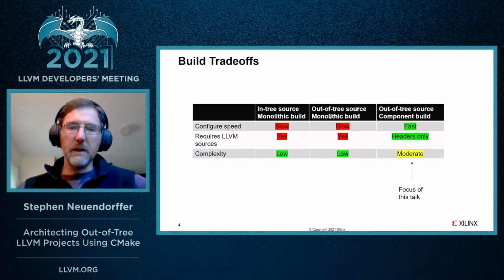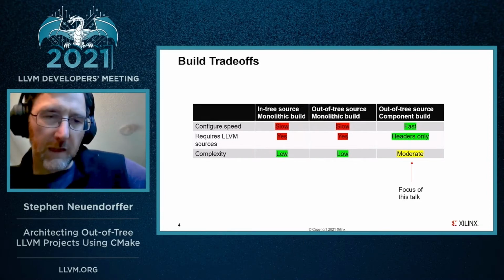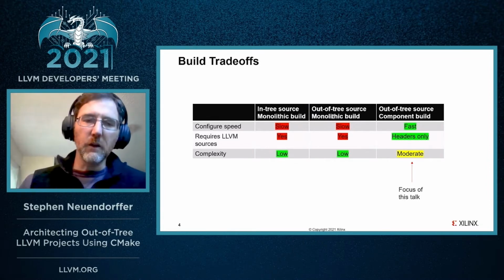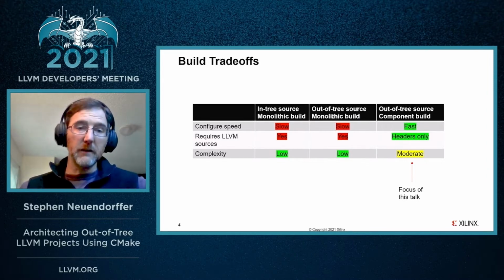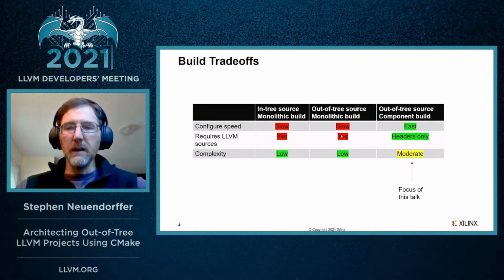There are also ways of taking your source code and getting it out of tree, but still having that monolithic build that has a slow configure. If you're able to parallelize your compilation, then a lot of times compilation can be sped up quite a bit. But configuring often is still a bottleneck because it can't be parallelized very easily today.